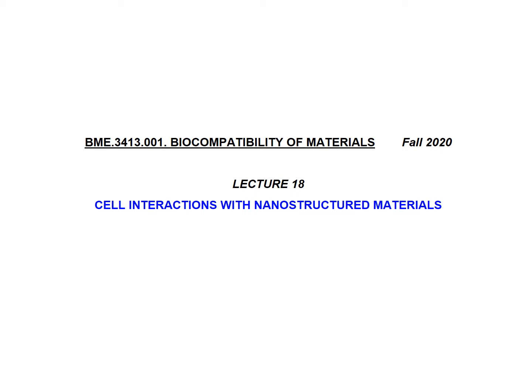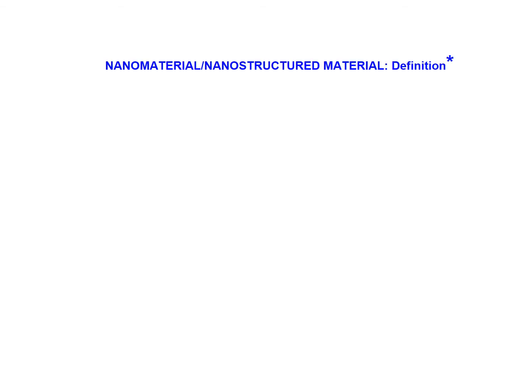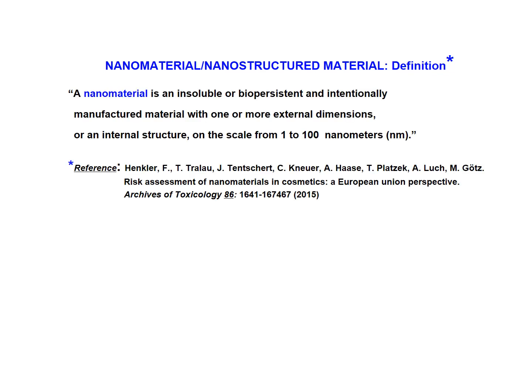The topic of lecture 18 is cell interactions with nanostructure materials. We'll start with a definition of nanostructured or nanomaterials. These are synthetic materials which are insoluble, and they are characterized by having at least one external dimension or an internal structure which is on the scale from 1 to 100 nanometers.